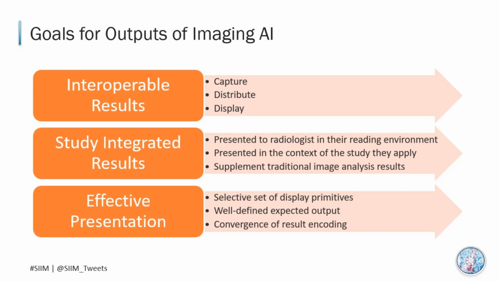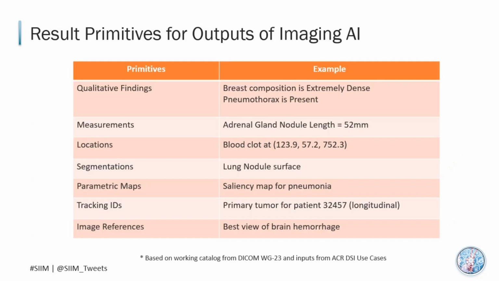Oh, agreed. That would really be ideal. And that's good to hear about. So far, from my experience and doing a little bit of research, I understand that there are several fundamental outputs or result primitives of an AI model. It can be qualitative findings, some quantitative finding like a measurement, some location, segmentations, even a parametric map or a heat map. Also, you may want to track the same finding across images or even across studies as a time series. And last but not least, you definitely want to reference the particular images that show a particular finding.